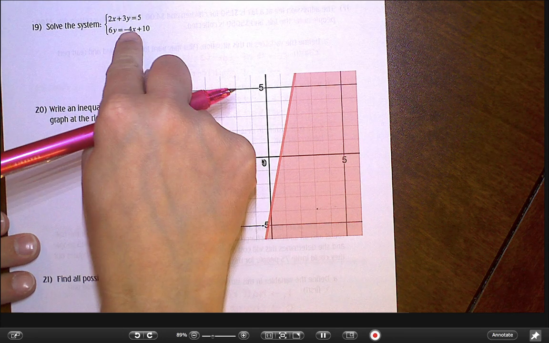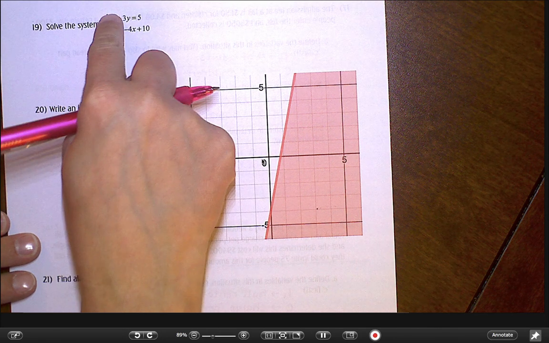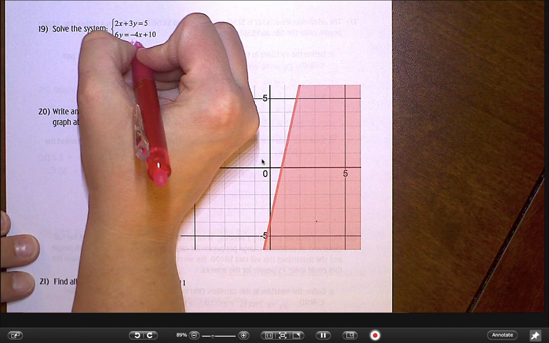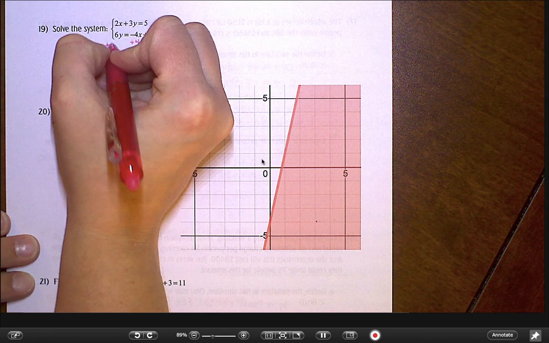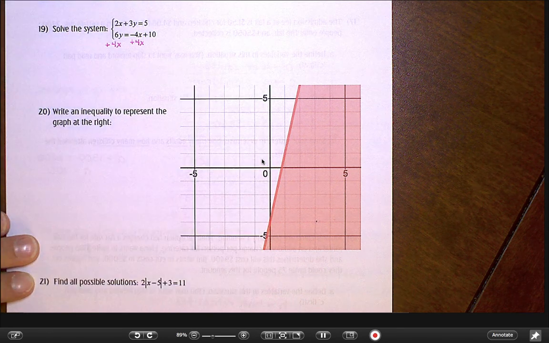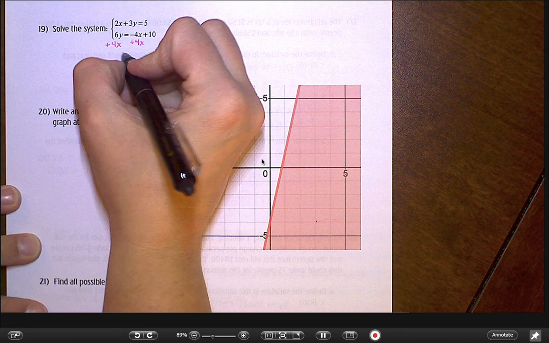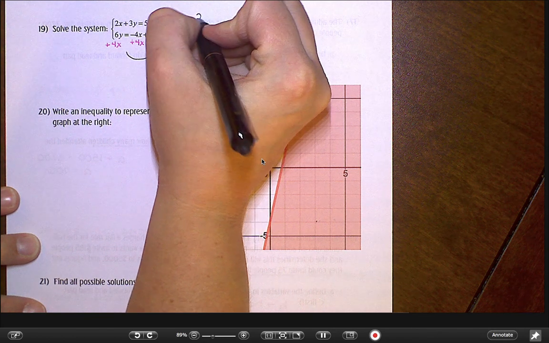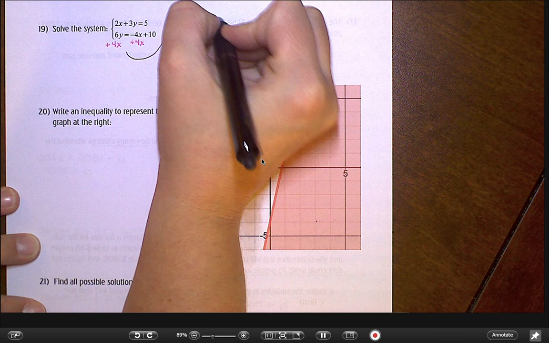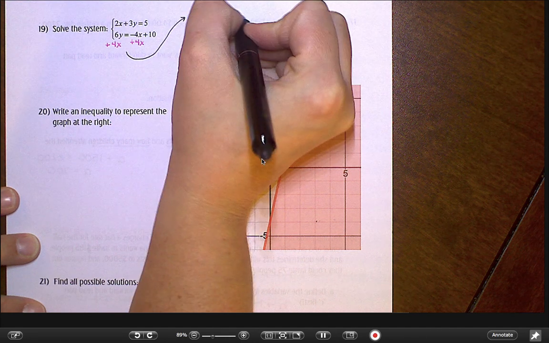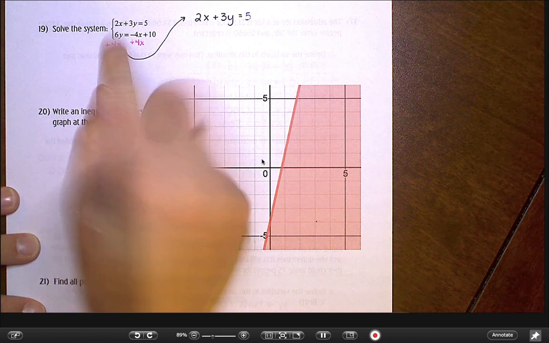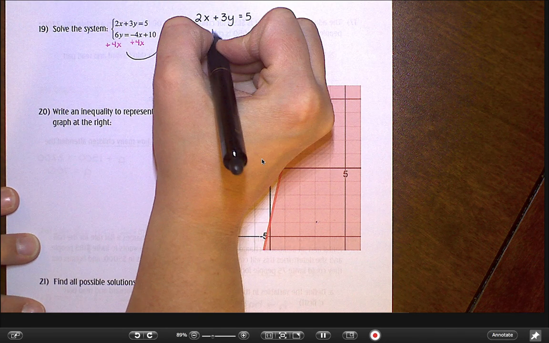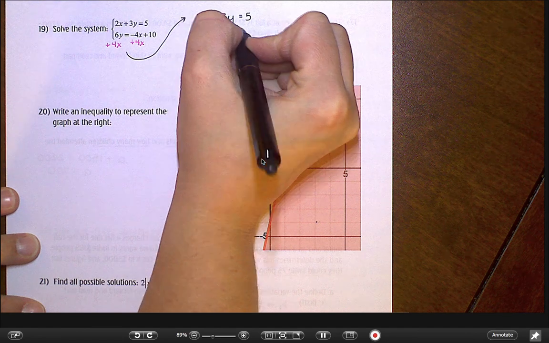So I'm going to move this 4x to the other side so I can get them to line up with the x and y over here. So I'm going to say plus 4x, plus 4x. And I think what I will do is just rewrite my whole system over here. So top equation says 2x plus 3y equals 5. Bottom equation is now going to say 4x plus 6y equals 10.